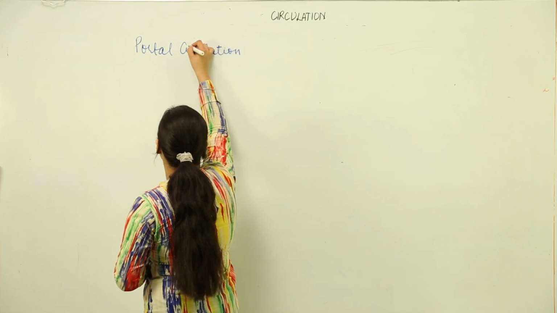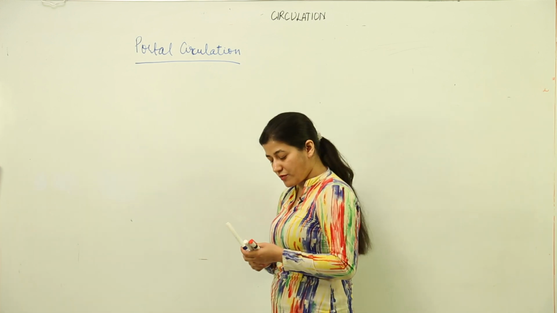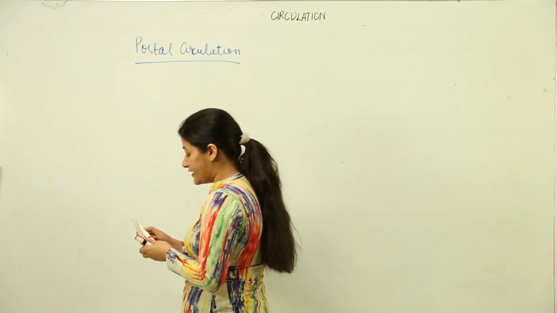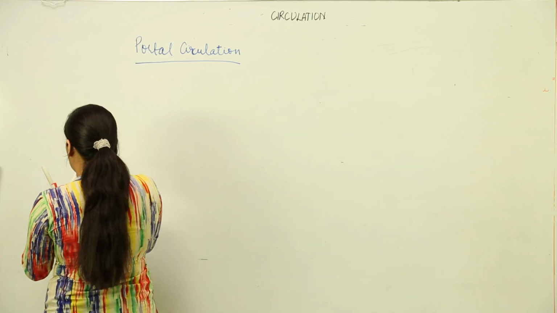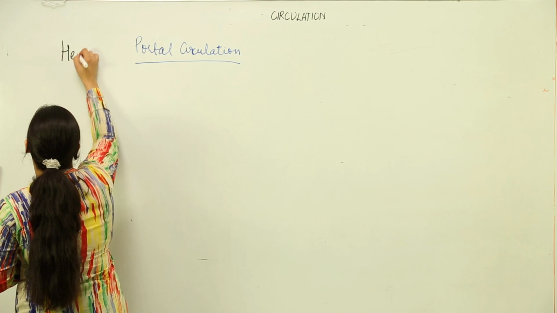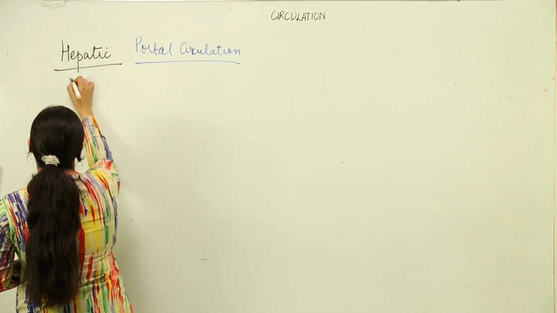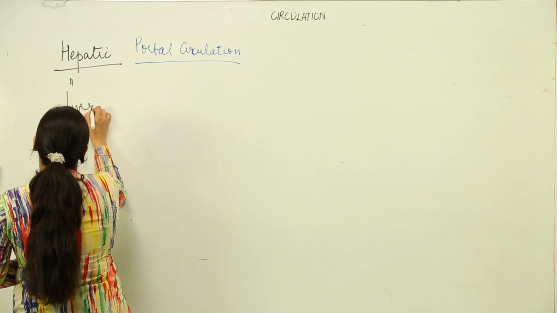And when I say portal circulation, in the case of humans, there is only one type of portal circulation present, and that is hepatic portal circulation. You know what the term hepatic refers to. Hepatic refers to anything which is associated with the liver.